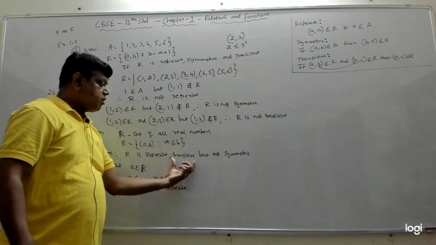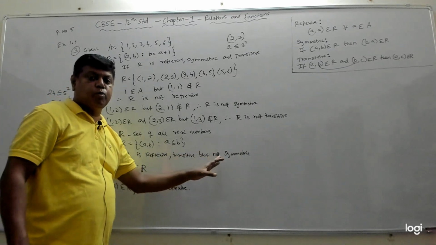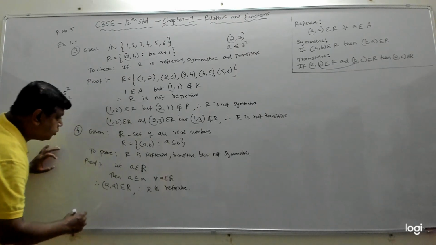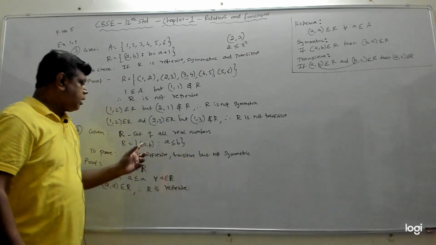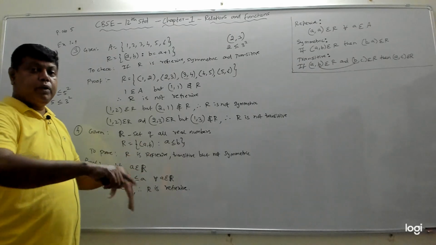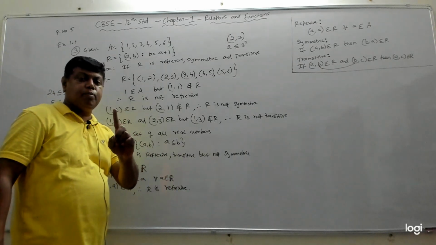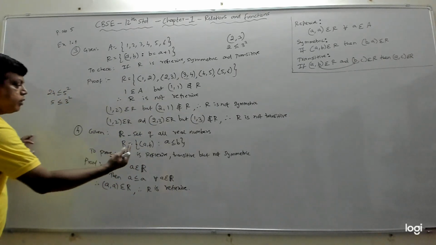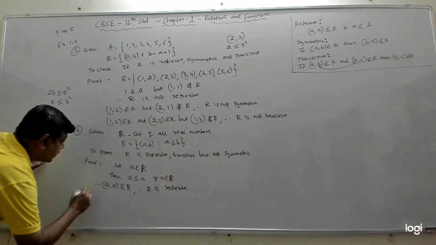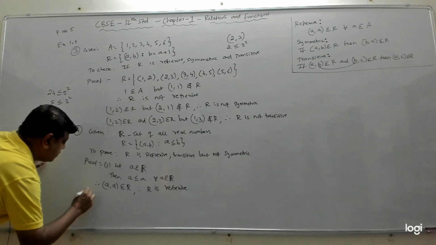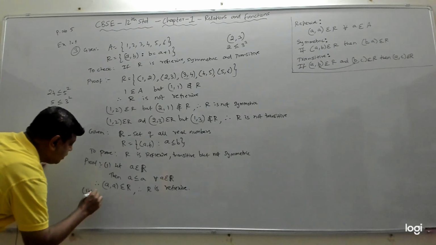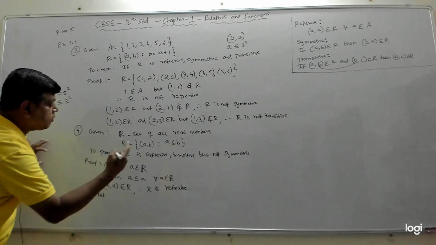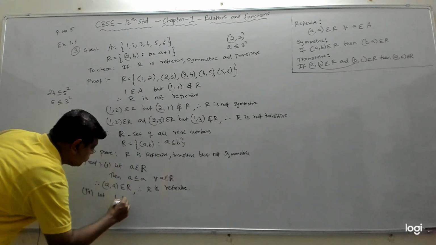Now we need to prove R is transitive and that it is not symmetric. We'll prove not symmetric first, then we'll prove it is transitive. For not symmetric, we need to take one element where (a, b) is in R but (b, a) is not in R. Even if one such element exists, we can say it is not symmetric. So we'll choose one of the elements. We'll say (1, 2) belongs to R.